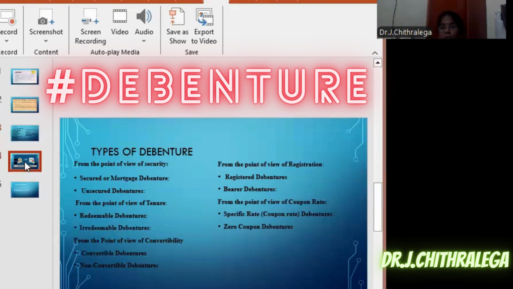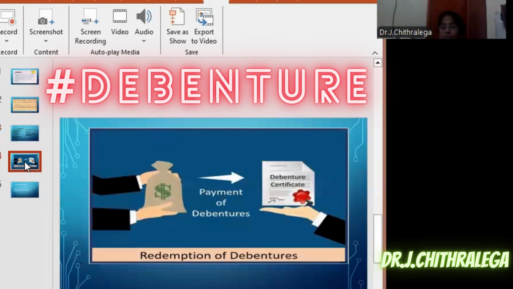Then the next topic relating to debentures is redemption of debentures. What is this? Redemption of debenture means repayment of debentures to the debenture holders. That is, the principal amount as well as the interest due on the debentures are paid to the debenture holders. It refers to the discharge of liability on debentures in accordance with the terms of the issue. This is what is meant by redemption of debenture.